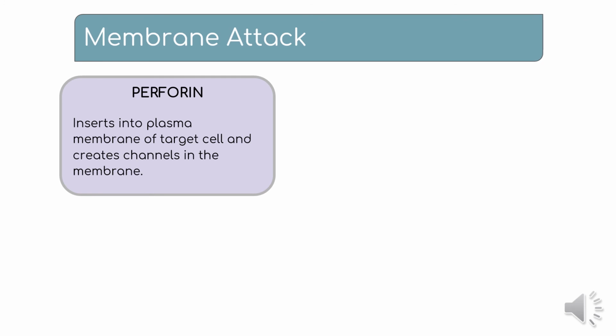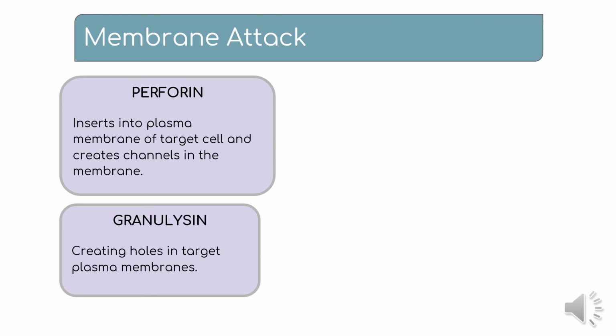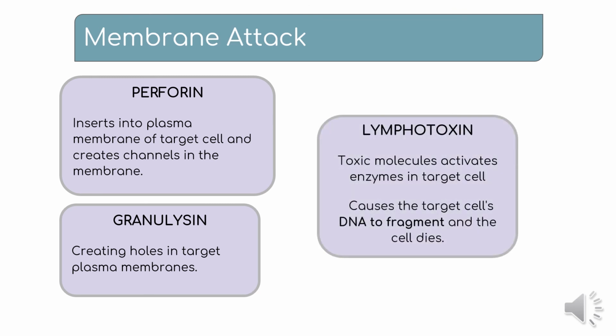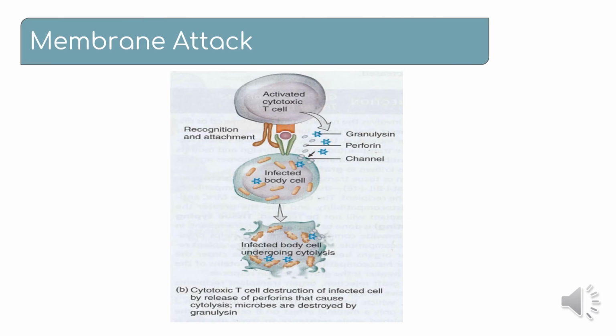Second protein that is released is granulysin, which creates holes in the target plasma membrane. Alternatively, cytotoxic T cells may also release another toxic molecule called lymphotoxin, which then activates enzymes in the target cells. This enzyme causes the target cell's DNA to fragment and the cell dies. This figure also shows how this mechanism works, as in the previous slide explanation.